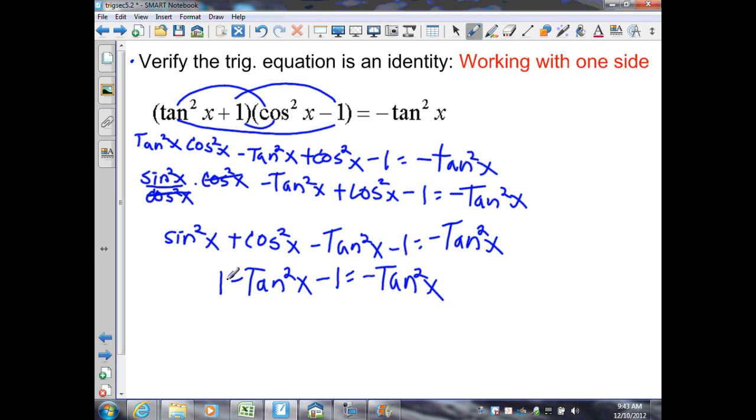Then I can simplify: 1 minus 1 cancels. That gives me a negative tan squared x equals a negative tan squared x. Therefore, I just verified that the left side of the equation does equal the right side.